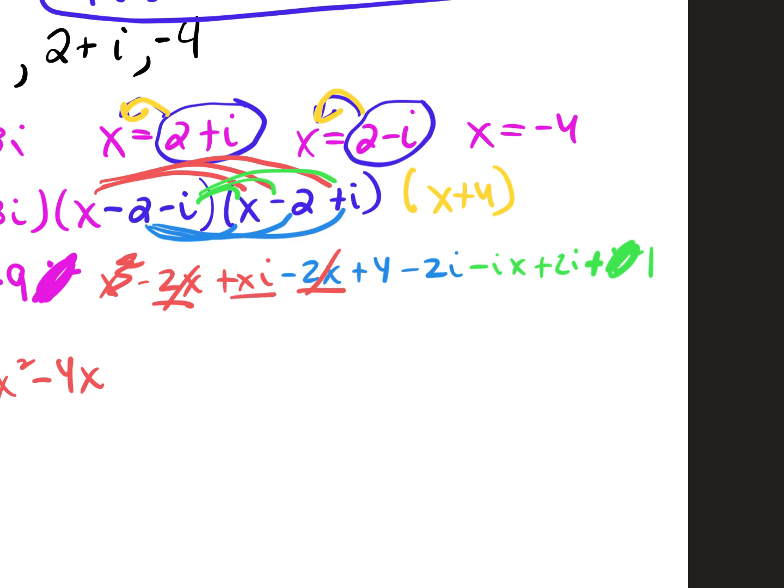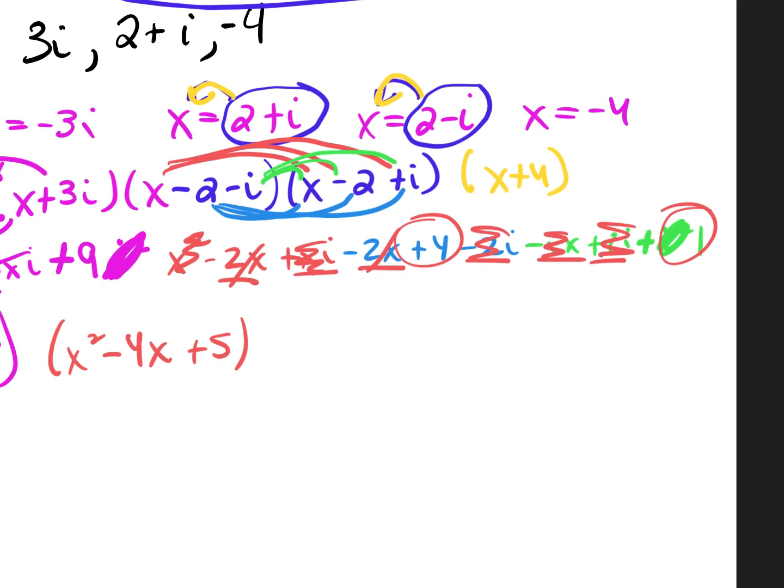What happens with a positive xi and a negative xi? They cancel. What happens with a negative 2i and a positive 2i? They cancel. So what are you left with here? 4 plus 1 is 5. And then don't forget your last parenthesis over here of x plus 4.